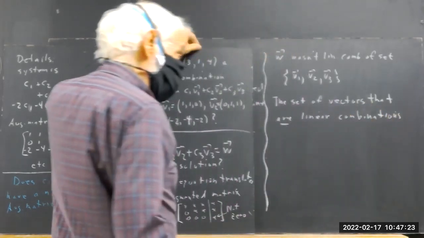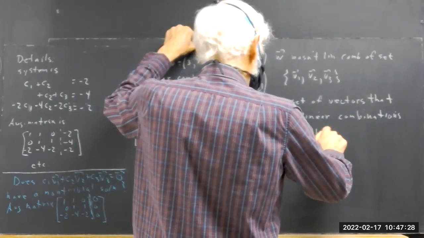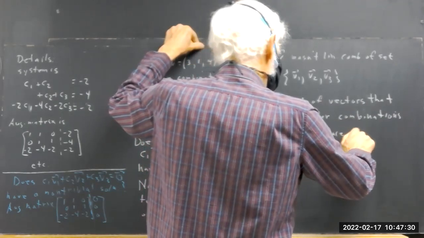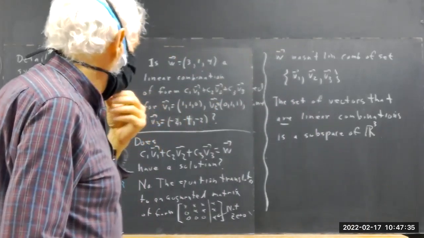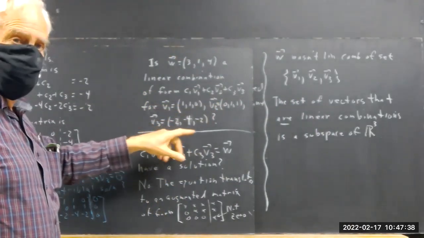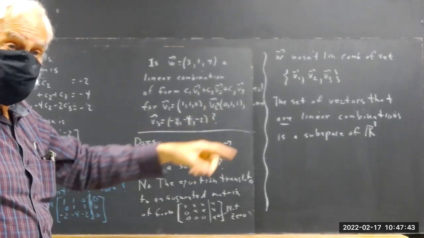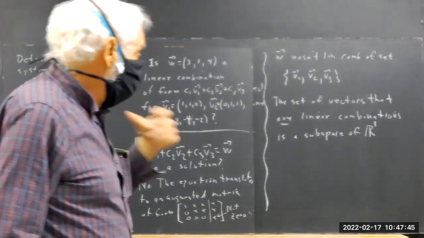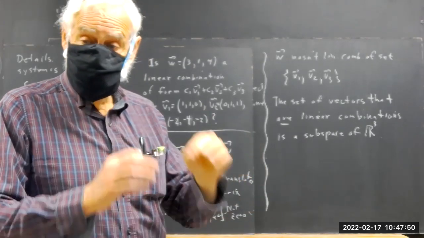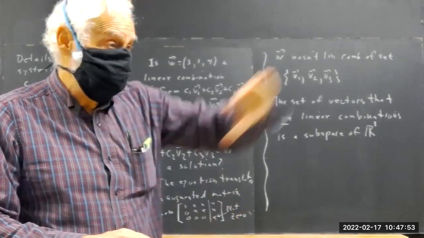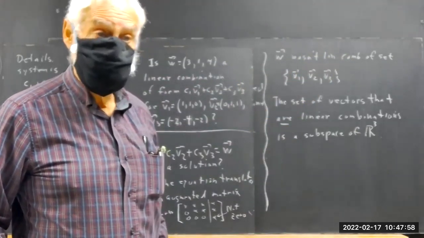Those vectors that are linear combinations form a subspace of R3 because, of course, V1, V2, and V3 are vectors in R3. Meaning that the set of vectors that satisfy this have initial points at the origin and their terminal points are on some plane. So this subspace could be visualized as a plane.